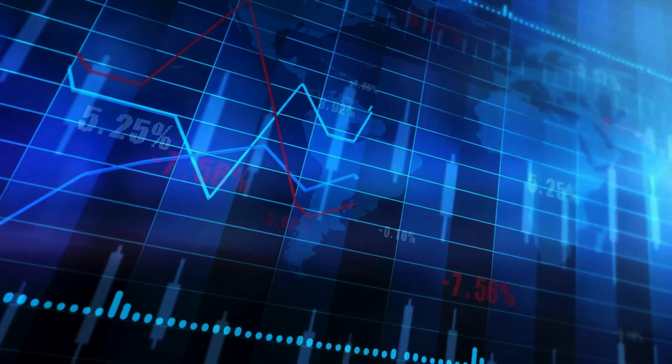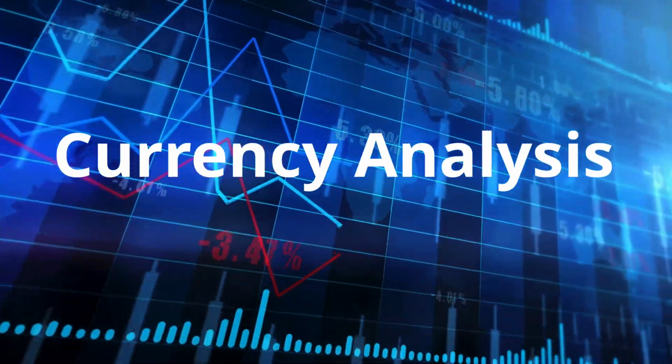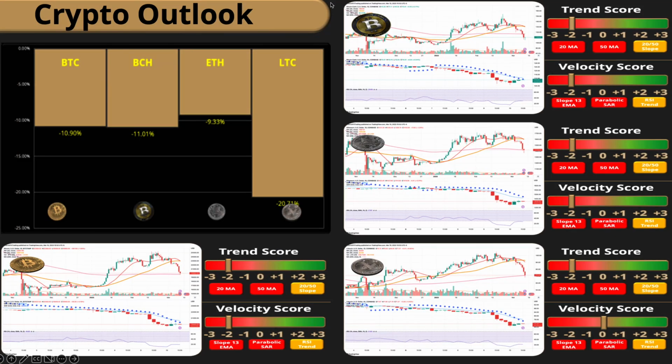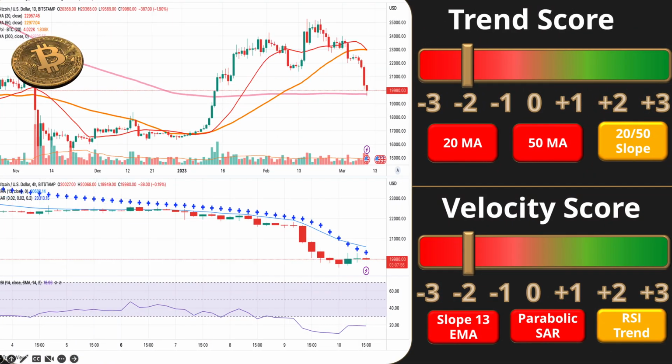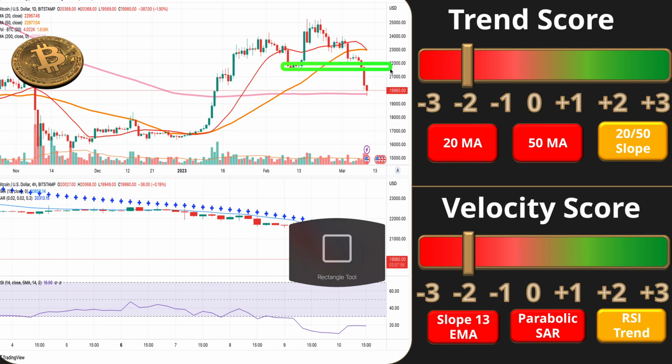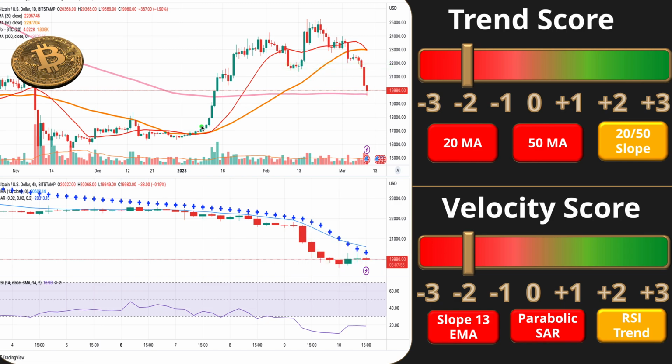So let's do a quick currency analysis and see what the charts are telling us. Let's start with the cryptos. So cryptos, let's start with Bitcoin and Bitcoin Cash. You can see that everything is sort of giving up these grounds. This is where we started from in 2023.